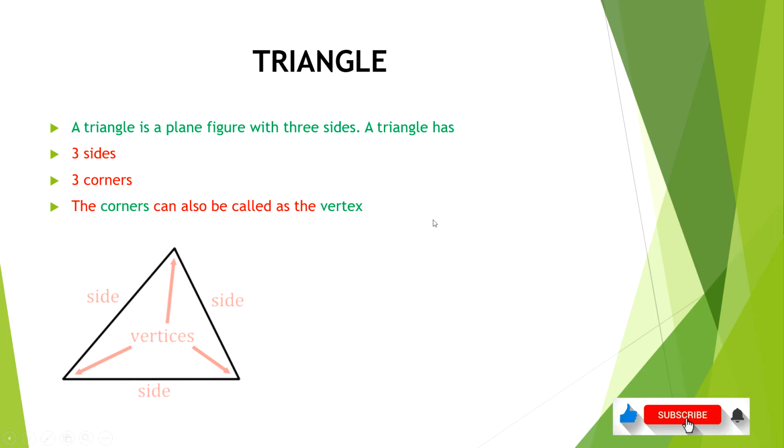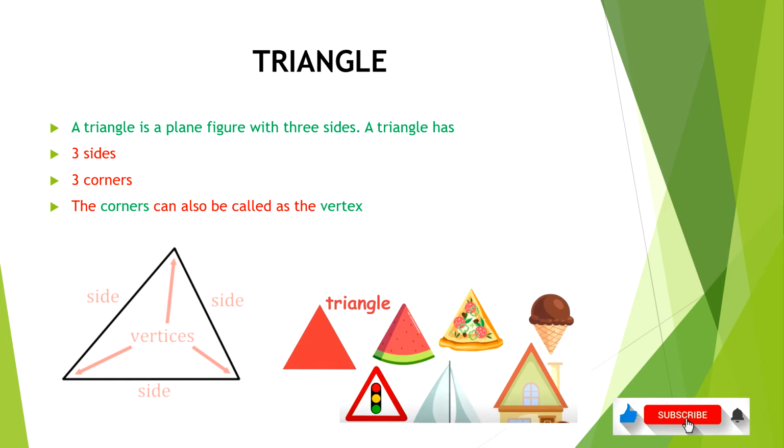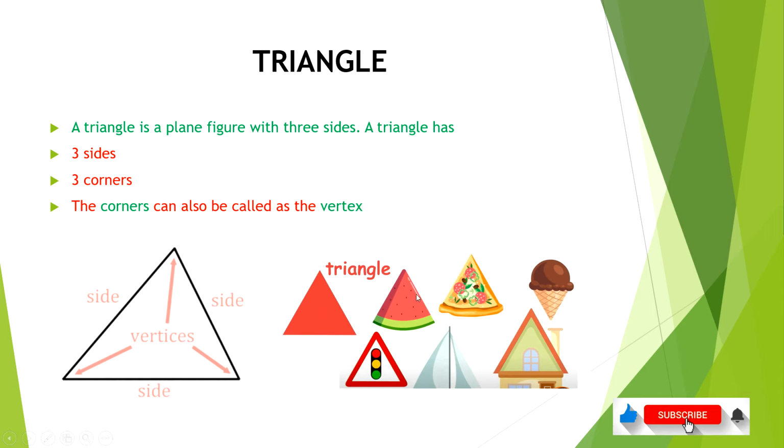Do you remember any figure or anything around you which looks like a triangle? Think. Let's look at these things. Here we have this watermelon shape, it looks like a triangle. It's a pizza slice, that also looks like a triangle. This cone also looks like a triangle. The roof of a house also looks like a triangle. And you know, the traffic signal, this is red, yellow, green, this also looks like a triangle.